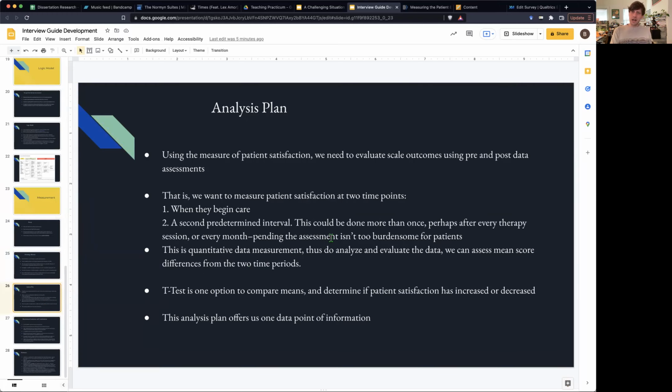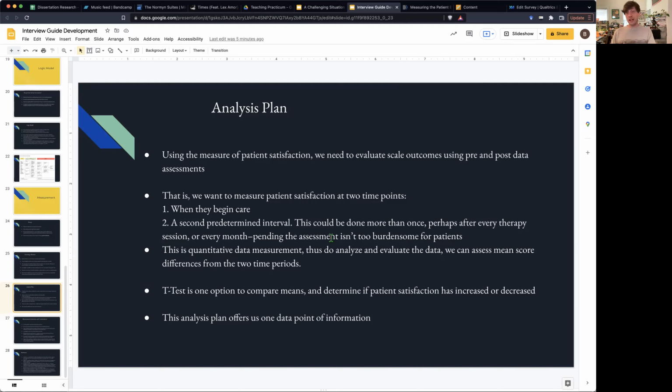So when we decide what the outcome measure we want to use, and we look through the literature to find the measure, we have to then decide the analysis we want to use to assess the outcome measure, whether there's been improvements or decreases in what we're looking to see. So in this case, we're looking to see if patient satisfaction has improved or decreased based upon some of the things that we're employing in the program. So we want to evaluate pre and post data assessments. So one way we can do this is you can say when the patient begins care, that's your pre-data. So that could be your first data point.